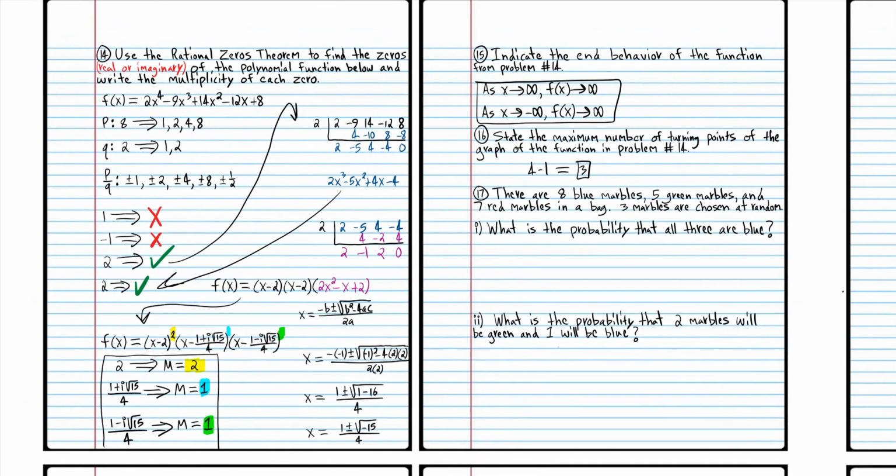Okay, go ahead and try number 17. There's 2 parts to number 17. When you come back, we'll do it together.